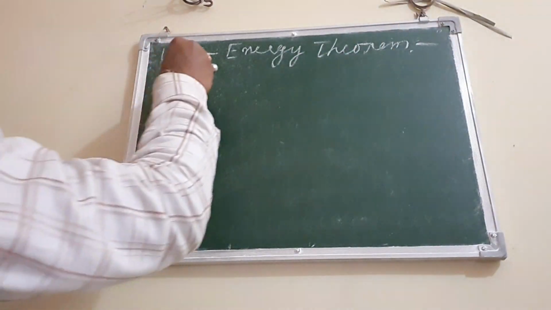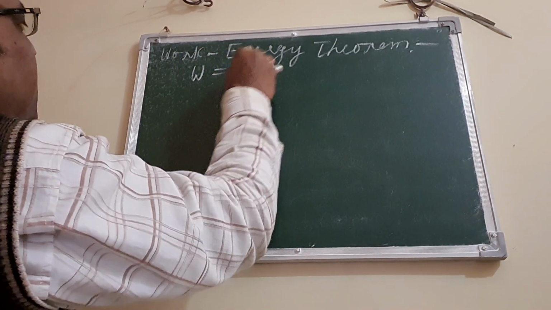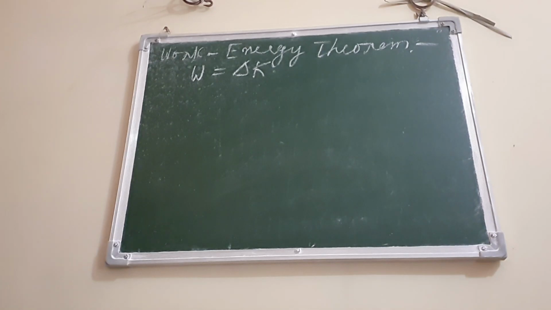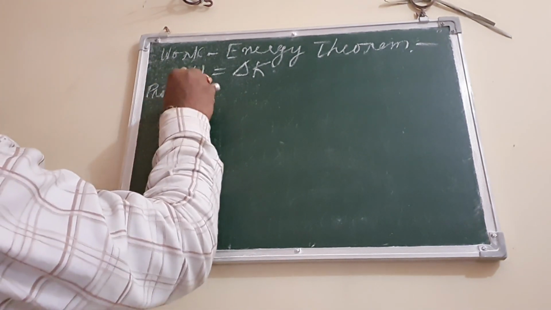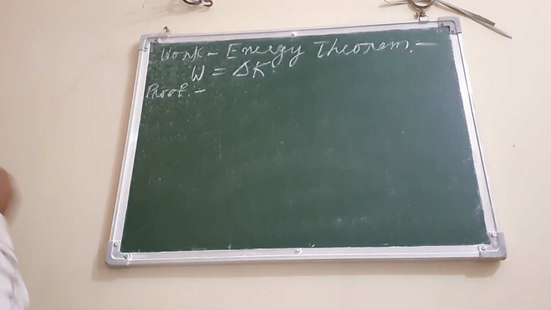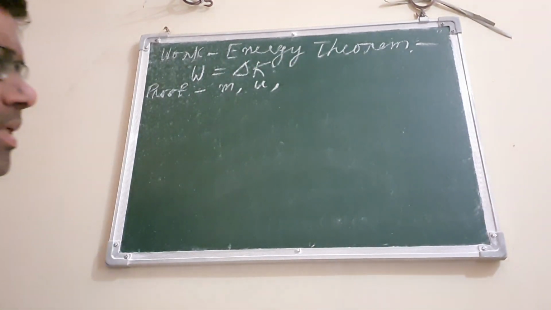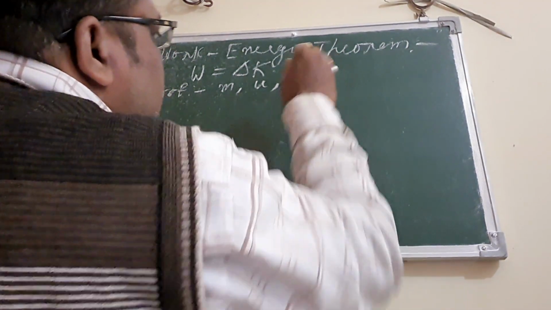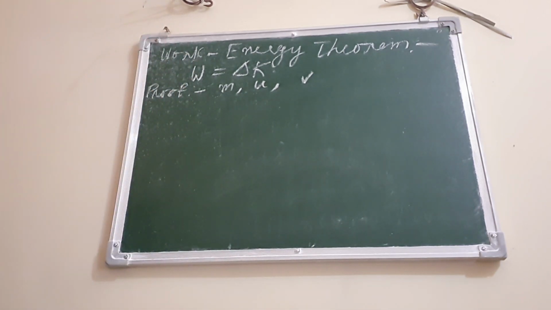According to the work-energy theorem, the work done is equal to delta K, the change in the kinetic energy of the body, final minus initial. So we are going to find the proof of this. Suppose there is a body of mass m moving with a velocity u, and its velocity has increased to v after some time. Then we have to calculate the change in its kinetic energy.